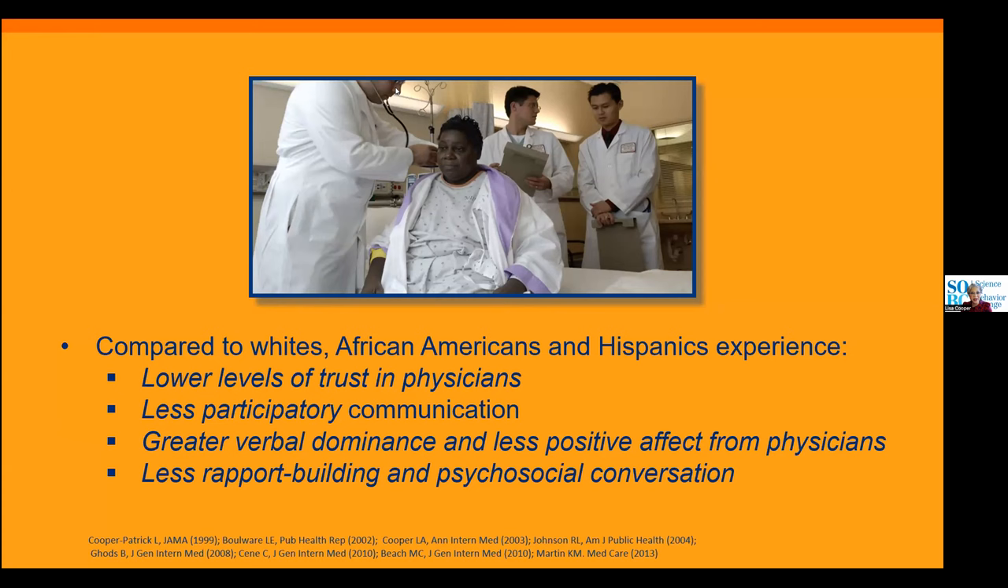We then went on to do studies where we actually recorded routine medical visits, and we found that physicians were more verbally dominant, and they engaged in less rapport building and less psychosocial conversation when seeing African-American patients than when seeing white patients. We also found that the positive affect, the general friendly tone among physicians, was lower in visits with patients of color. And in other studies, positive affect is associated with trust, and that association is even stronger among African American and Hispanic patients than among white patients.